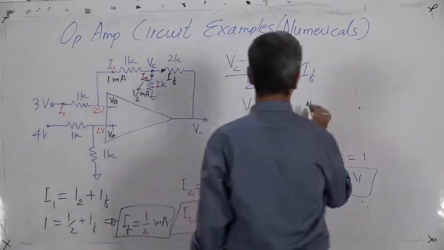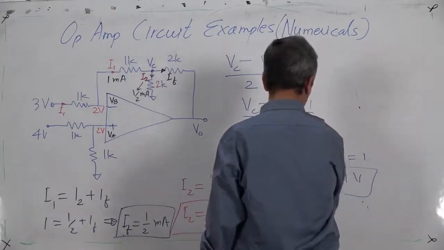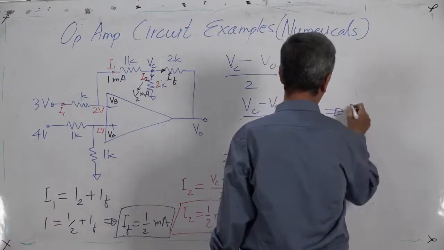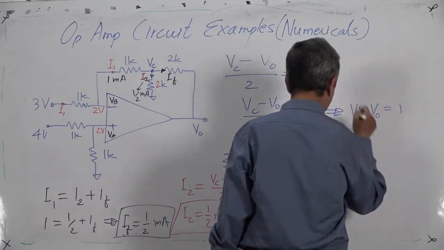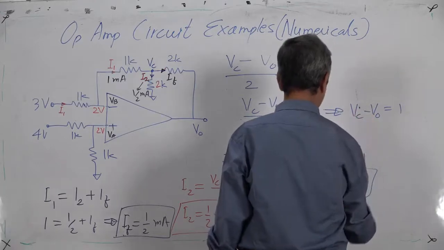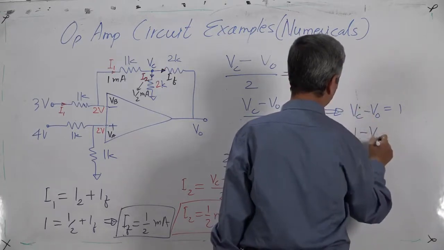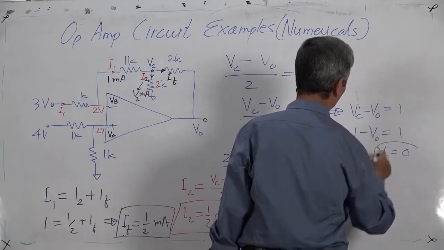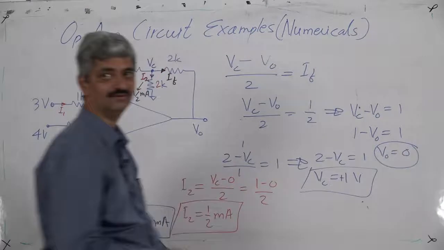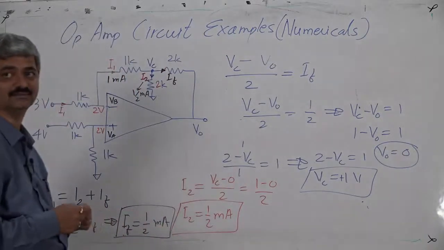So 2 in the denominator gets cancelled. So VC minus VO is equal to 1. VC is 1. 1 minus VO equal to 1. VO equal to 0 is the answer.